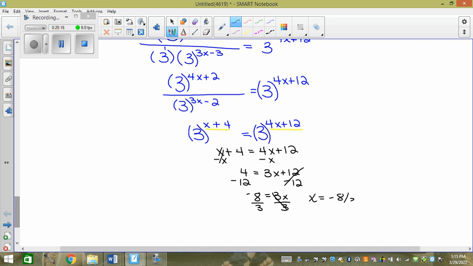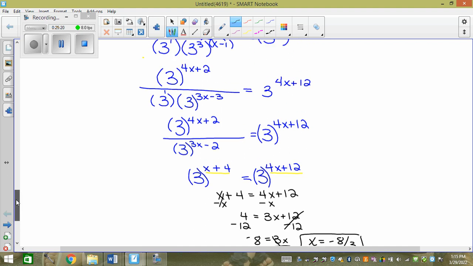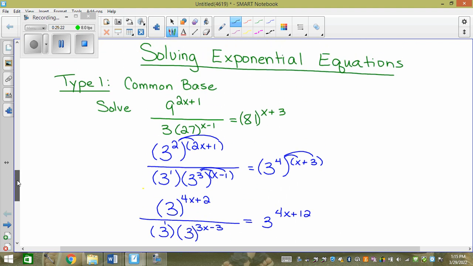Now I could take the negative 8 over 3, not the rounded negative 8 over 3, and I could plug it in for all the x's here, the x here, get a decimal, the x here, get a decimal, and those decimals should match. We agree? They should match. If they don't match, you made a mistake.